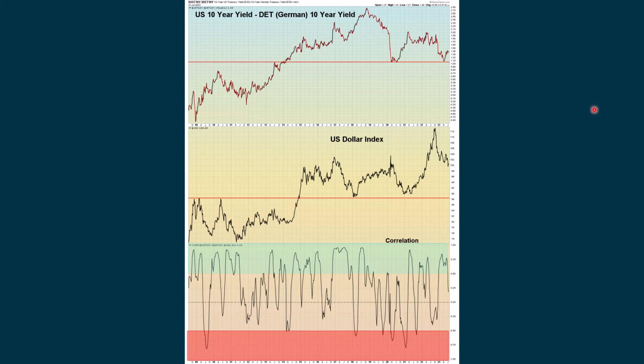We also look at the U.S. 10-year Treasury yield, and we subtract the German 10-year yield, and that gives us this line up here. And there sometimes can be a real strong correlation between this line on the top and what the U.S. dollar index is doing on the bottom. But when you look at the correlation, sometimes it's really strong, but now it's dropping off, so it really hasn't been giving us any additional insight.